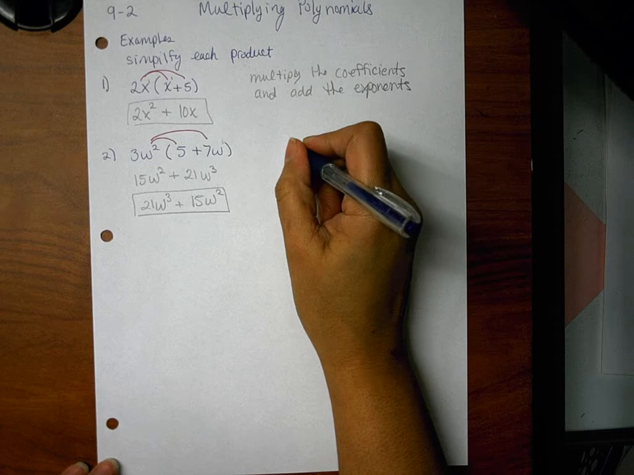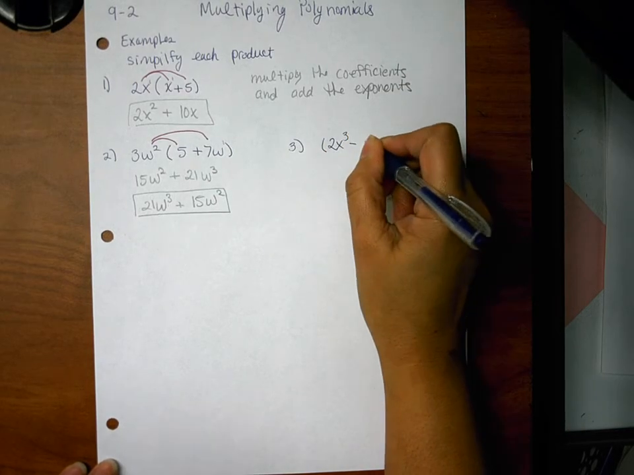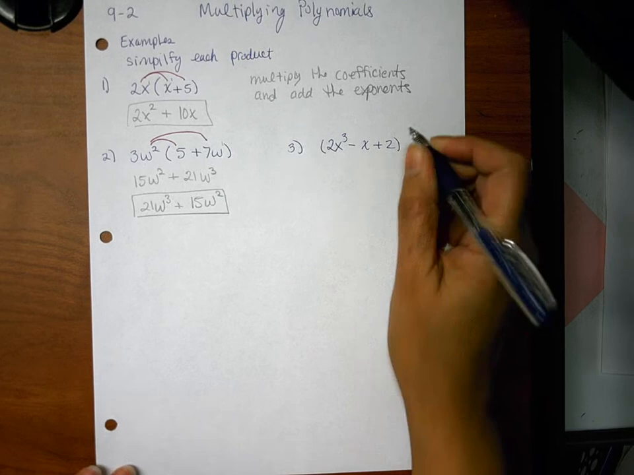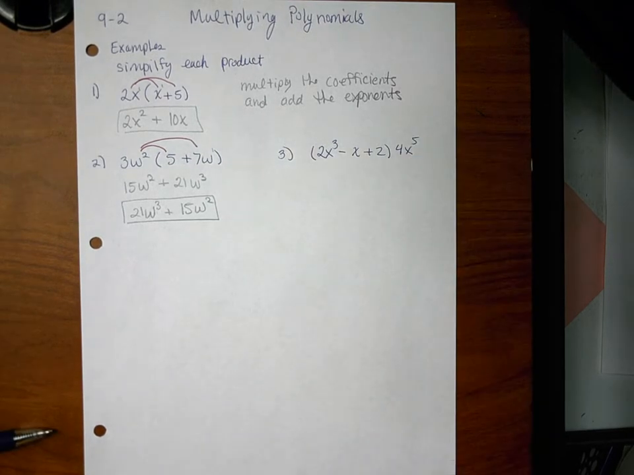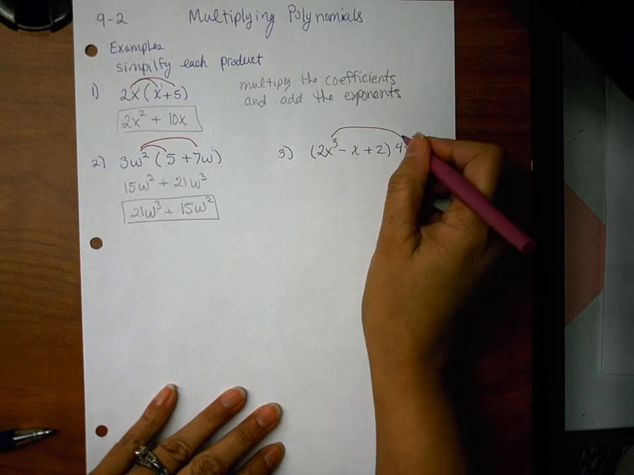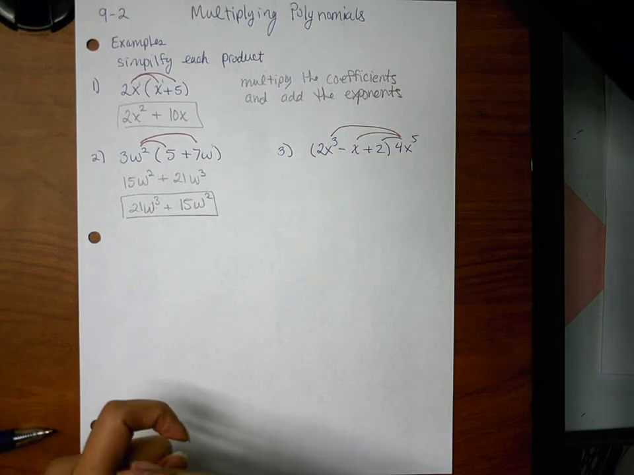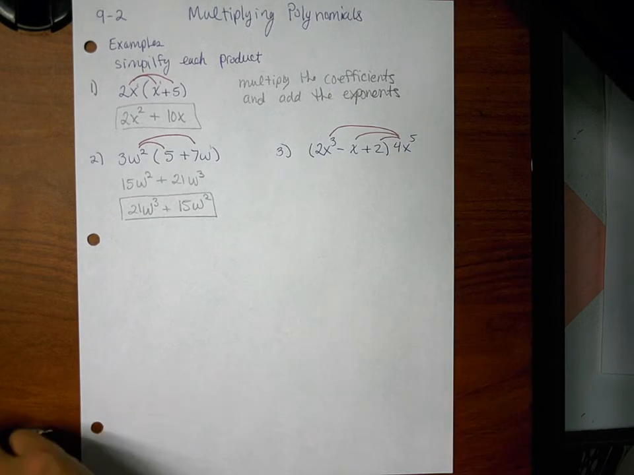All right, number 3, parentheses, 2x to the third minus x plus 2, close parentheses, 4x to the 5th power. Sometimes kids don't like it when it's at the end. You're going to distribute the same way to the first term, the second term, the third term. If it bothers you, you're more than welcome to erase it and bring it to the front.